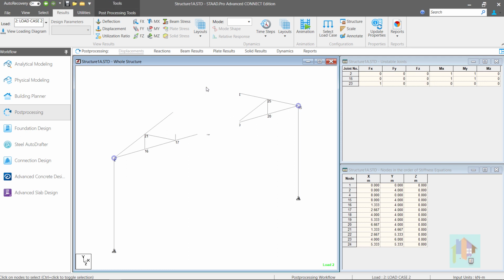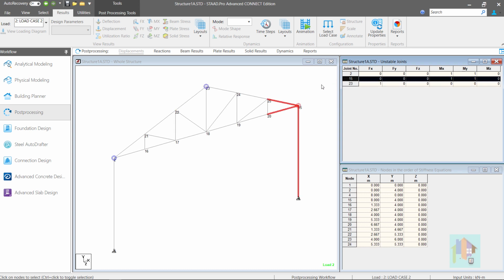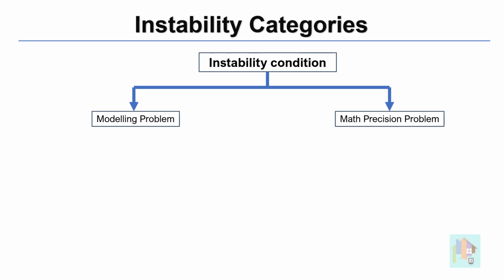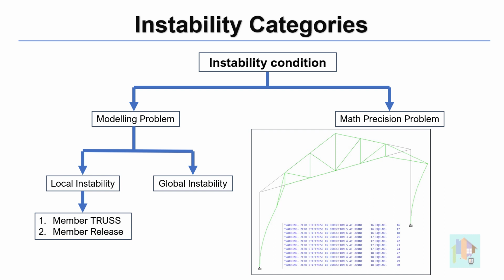In general, the location that STAAD reports is a part of the model which is rendered unstable due to connectivity problems. There are several reasons for instability condition. We can categorize the reasons either as modeling problems or as math precision problems. Modeling problems can lead to both local and global instability conditions. I have already discussed local instability in my previous video, which is limited to a portion of the structure. This might be due to the presence of a truss member or member release specification.